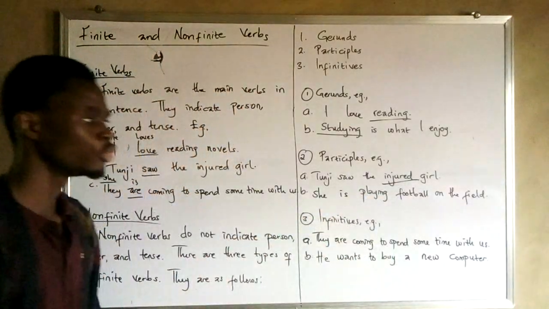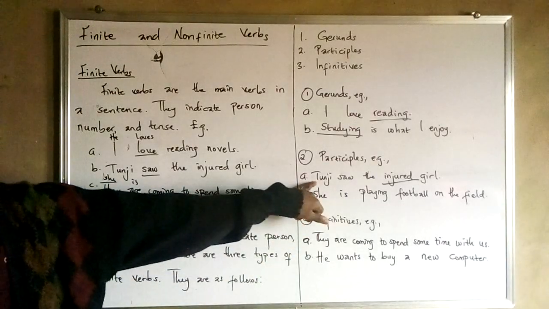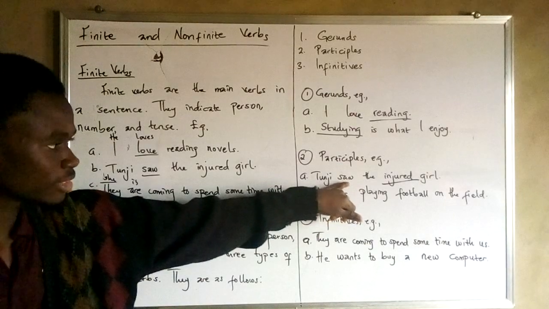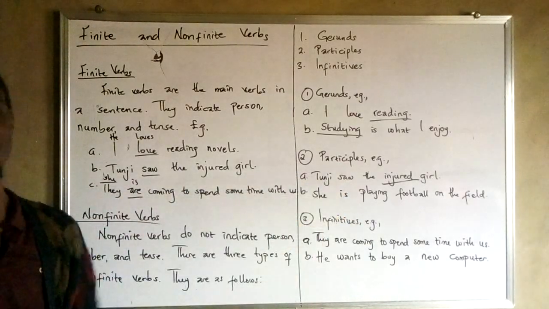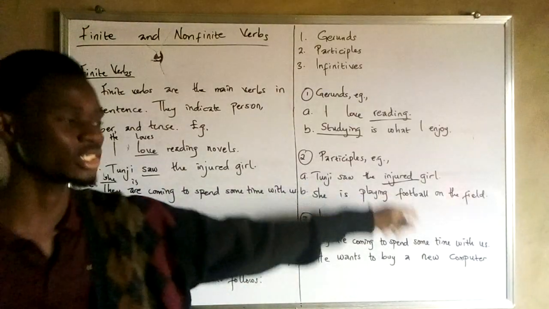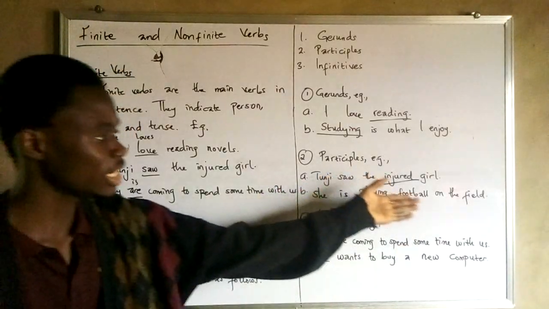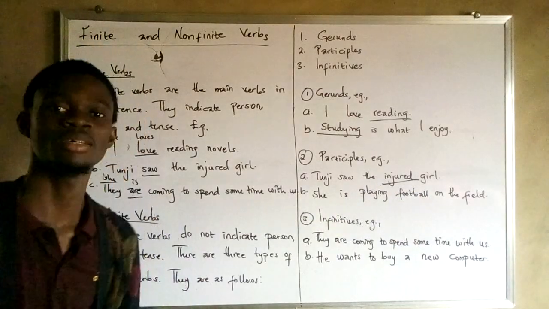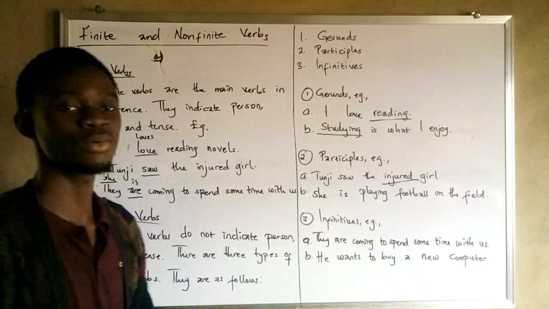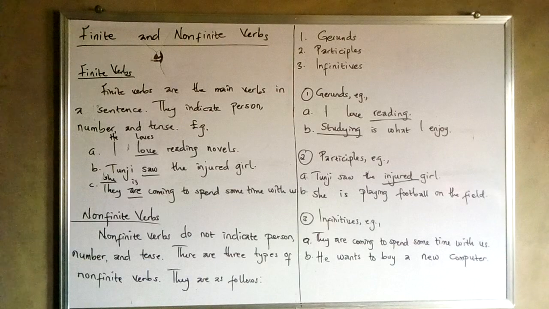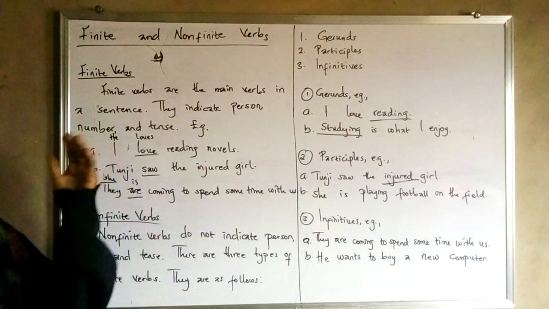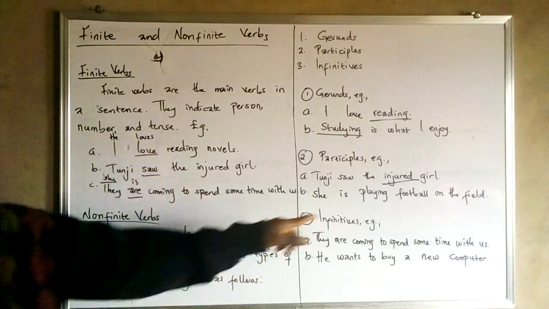This injured girl remains the same even if I change the tense, or the person, or the number of the subject. If I change the number of the subject, the injured girl remains the same. They saw the injured girl, or if I say he saw the injured girl, injured remains the same, it doesn't change. That shows injured here is a non-finite verb. So the verb doesn't change regardless of the number of subjects, or the tense, or the type of person.